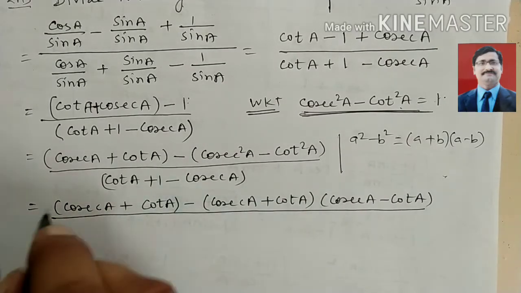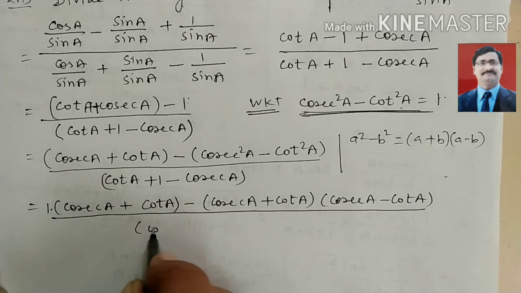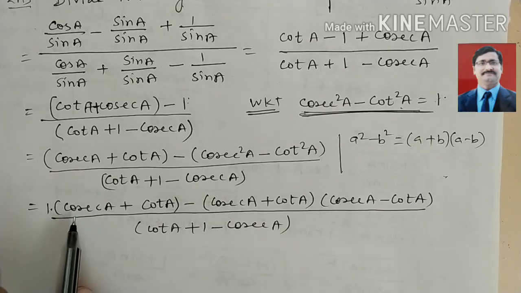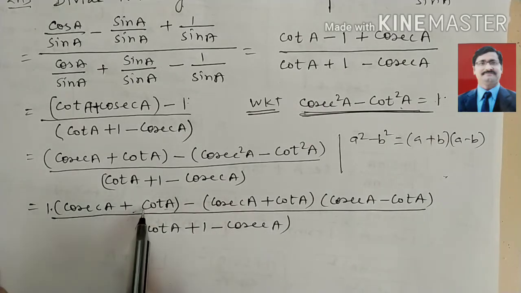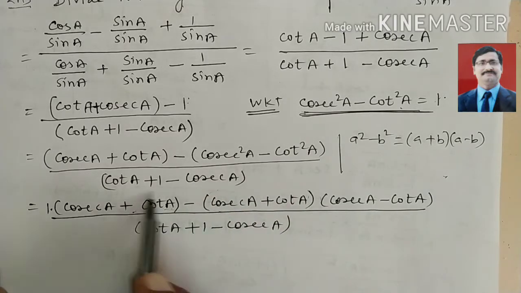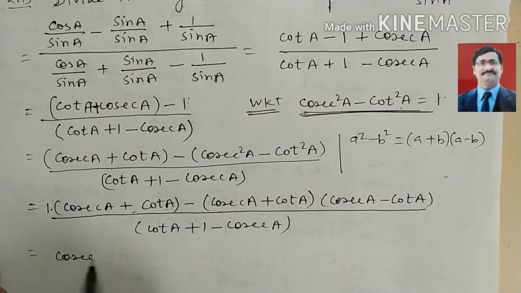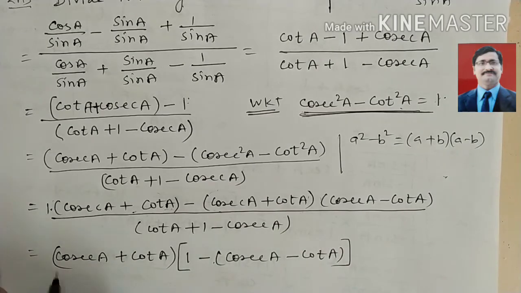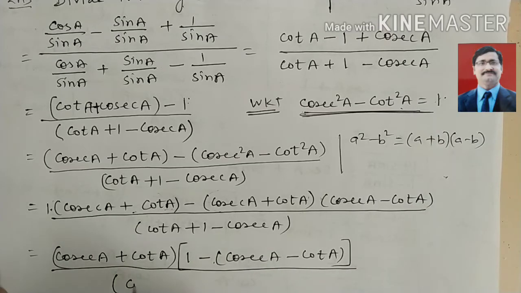Now look here, 1 is a multiple of any number, so you can write 1 here. Now cot A plus 1 minus cosec A you write as it is. Now look here, cosec A plus cot A is common in this numerator, so you can take it common. So the common factor is cosec A plus cot A. What is remaining? 1 minus, this is common we take outside, so minus cosec A minus cot A. All of you understand this? Now look here, in the denominator this cot A plus 1 minus cosec A.